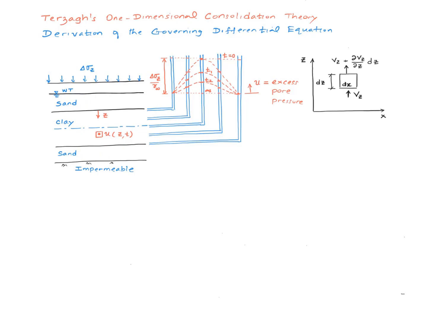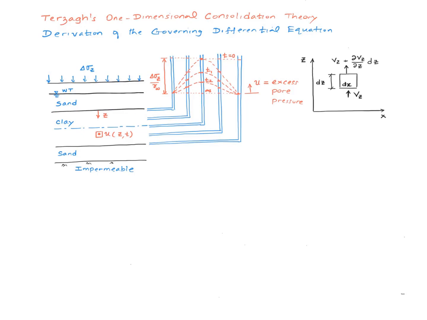So the sand layers are much more permeable than the clay layer. So the pore pressure would immediately dissipate back to the initial hydrostatic pressure on these boundaries. These are what we call the drainage boundaries. When we have two drainage boundaries surrounding the clay layer, we call this the doubly drained problem. If you have only one of them, then we call it a singly drained problem. In fact, these will become our boundary conditions later on to solve the differential equation.